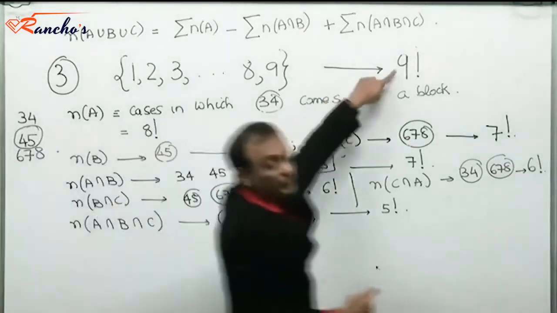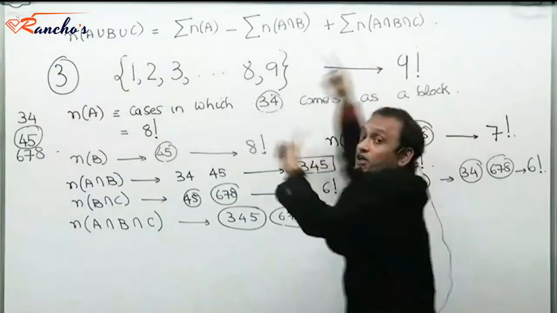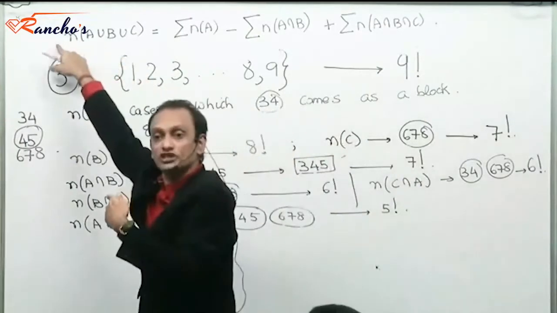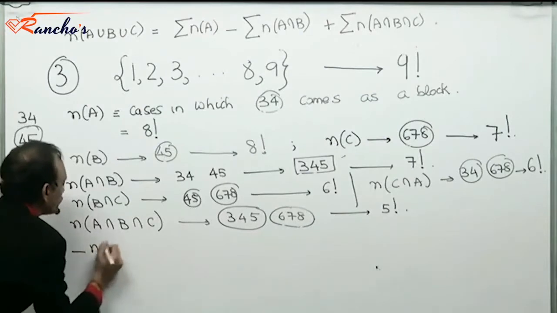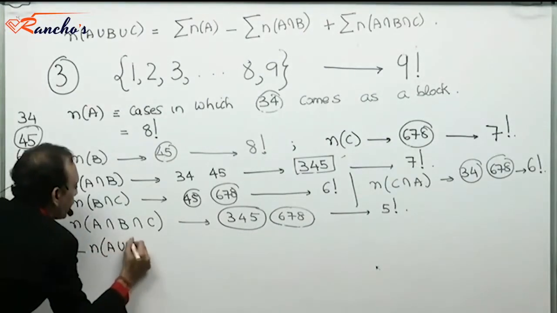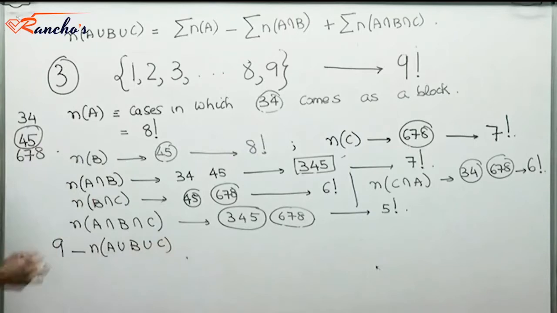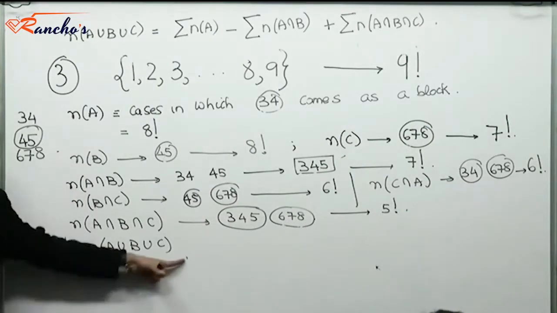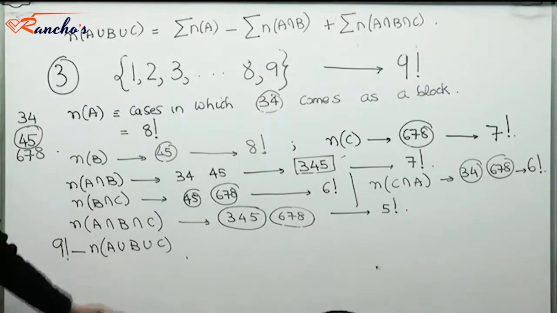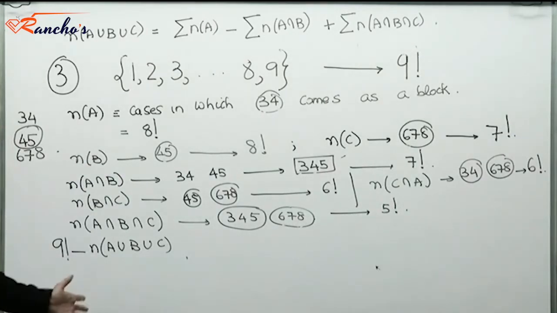And the total number is 9 factorial. From 9 factorial, you want to remove this count, those in which at least A or B or C will come. So 9 factorial, which is the total count, minus those in which at least the group A or the group B or the group C will appear. That will give you the total count in which none of these will appear as a group: 3, 4, 4, 5 and 6, 7, 8. Has anyone done the calculations for this?